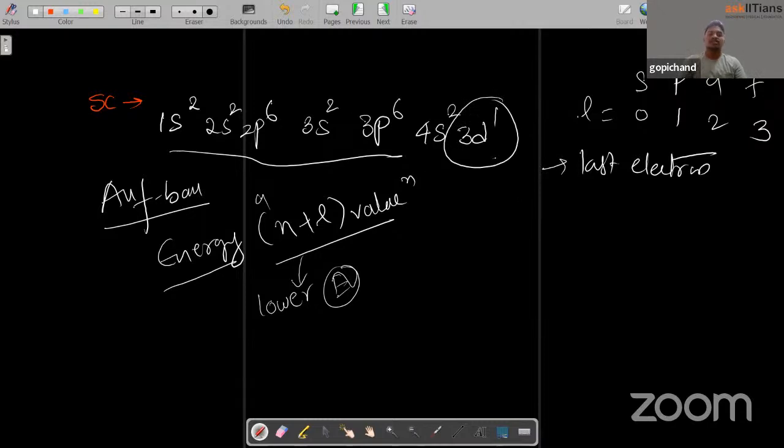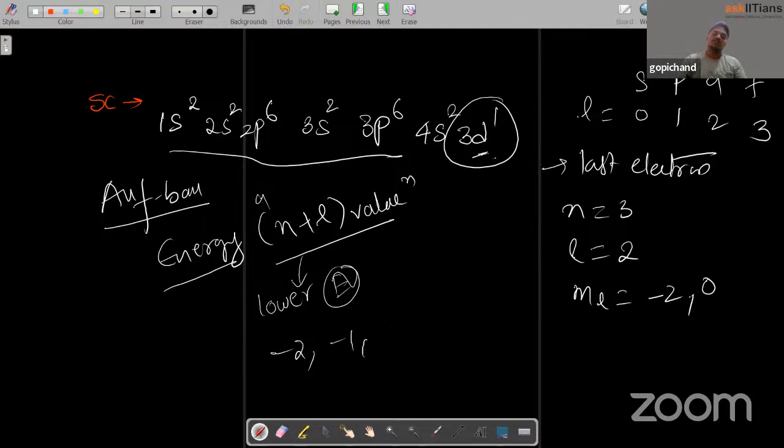It is entering in the 3D. Okay, so we can clearly say that here the n value will become 3, and it is mentioned D subshell, so that's why the l value will become 2. Okay, and ml can be minus 2 to plus 2. That is minus 2 to plus 2 means minus 2, minus 1, 0, plus 1, and plus 2.